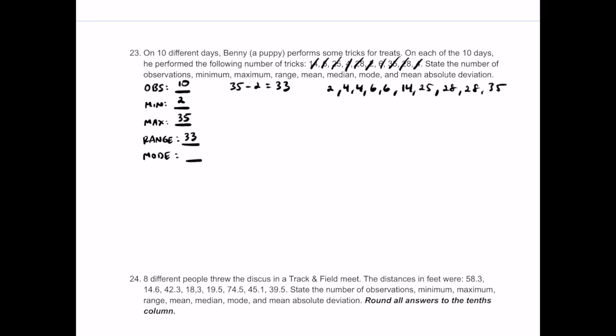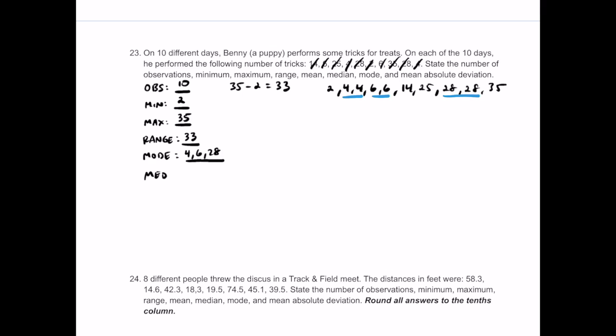And how many are repeating? So two 4s, two 6s, two 28s. So those are actually our modes, right? We have 3 of them: 4, 6, and 28. Those are going to be our 3 modes. Okay, they stand out the most here. And moving on, so we have the mode. Let's go over to the median.